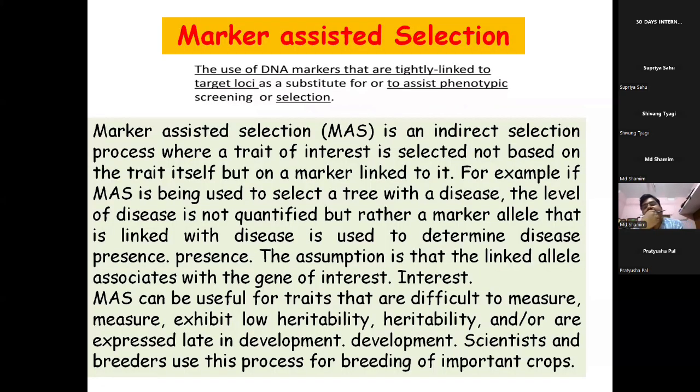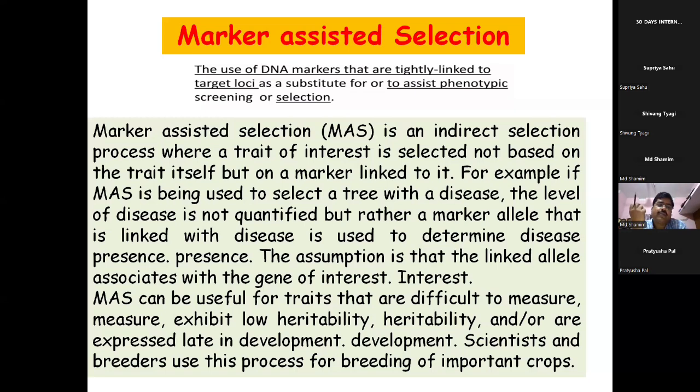So we will discuss the different methods of molecular breeding. The first one is marker assisted selection. In the normal breeding method, we select any superior plant on the basis of its morphology. But in marker assisted selection or molecular breeding, we can select any plant with molecular markers as well as with its physiological characters.